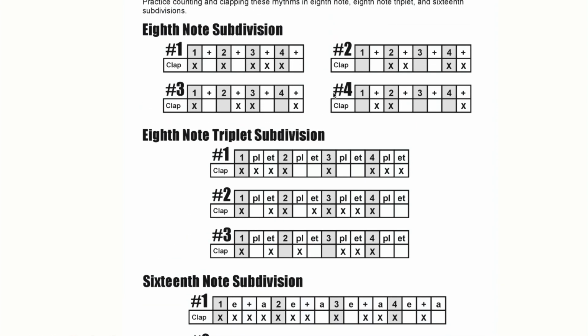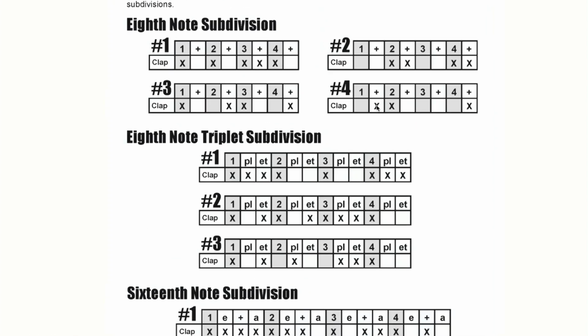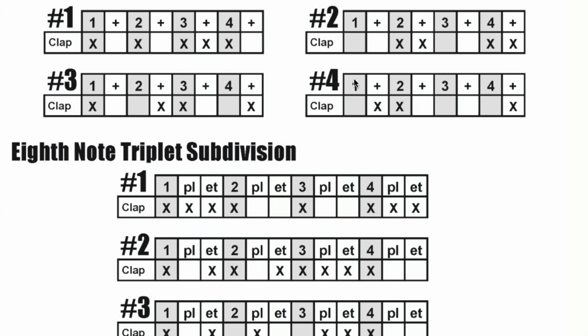So let's look at one of these examples. Let's look at number 4 for 8th note. Now I have 1 and 2 and 3 and 4 and. That's our eighth note subdivision, which we've been practicing. The first attack is on the and of beat 1. The second is on beat 2. And then the last one is on the and of beat 4.